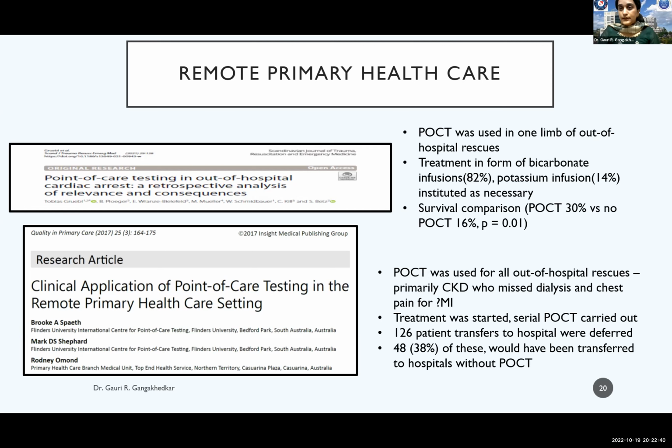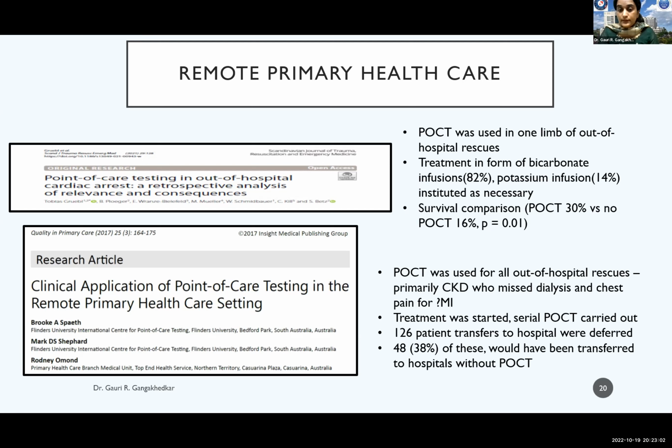The treatments were started, serial POCT was done, and 126 out of the 200 patients studied were transferred to the hospital as a delay, as in their assessment was done, triage was done, and it was determined that they did not require tertiary care. They could be managed at a primary care level.